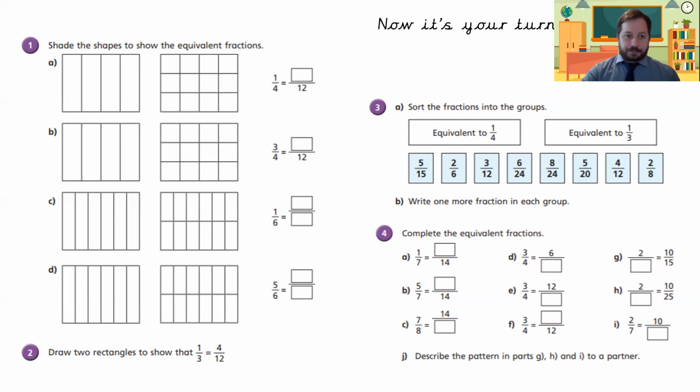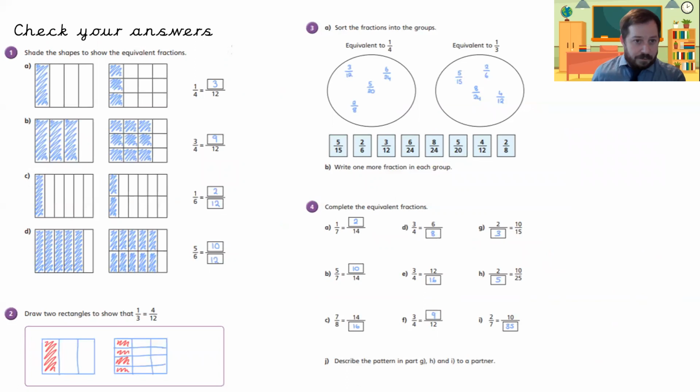Okay, so let's have a look. So the first one says, shade the shapes to show you equivalent fractions. And so we've got, it says shade 1/4, there it is, shade 3/12, we've got the same amount shaded. 3/4 is 9/12, 1/6 is 2/12, and 5/6 is 10/12.